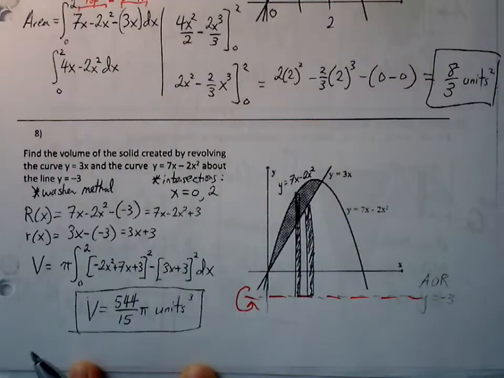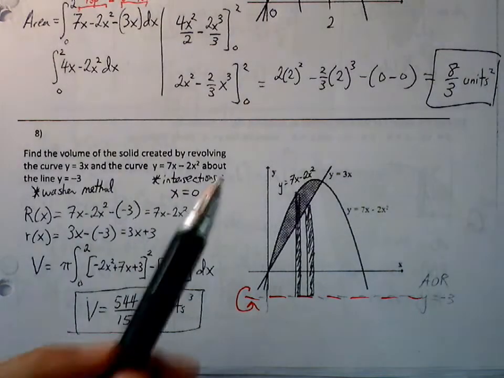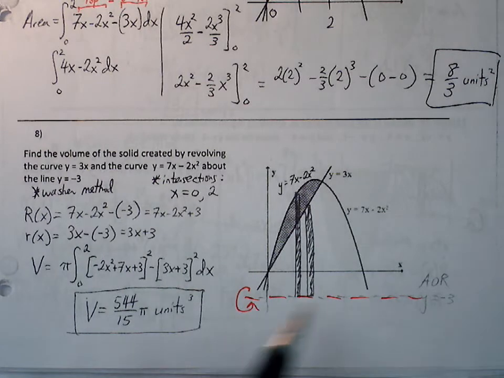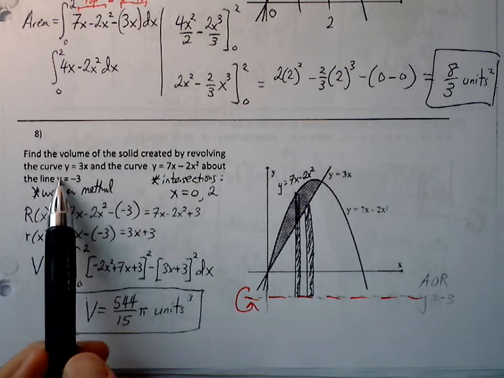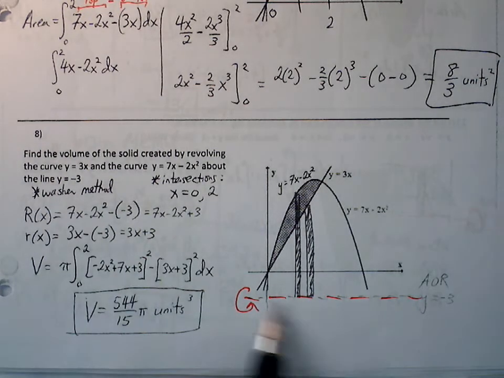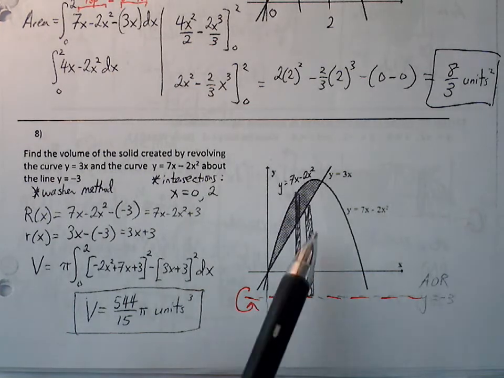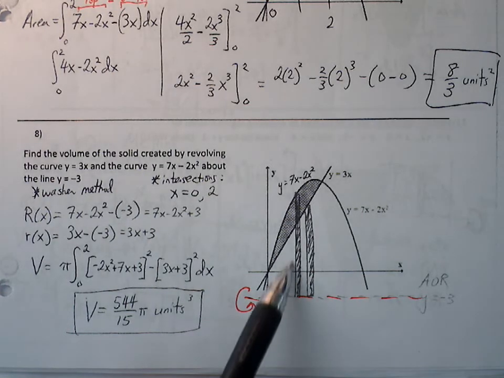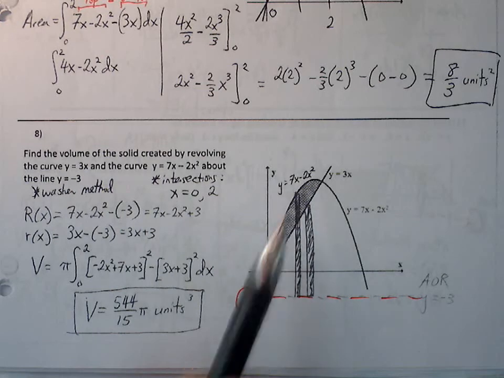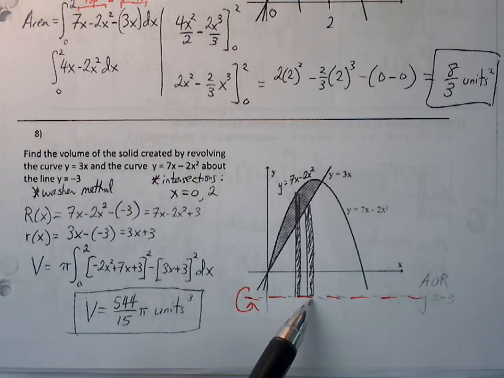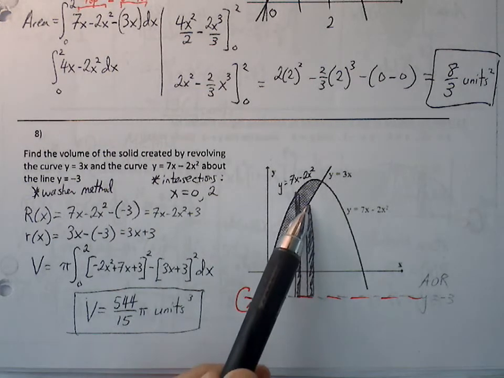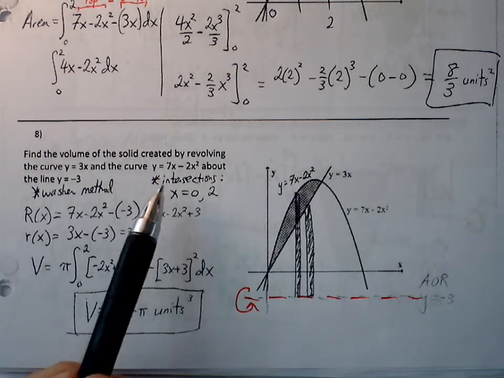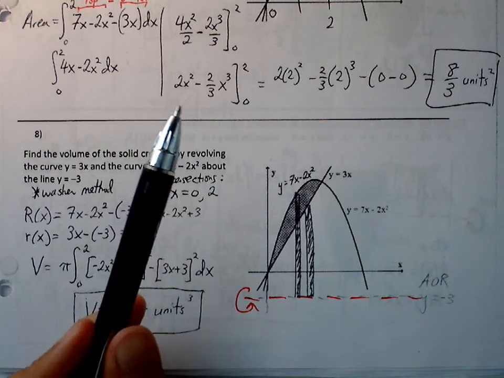Okay, number 8. We're taking the same shaded region, but now we're rotating this about a certain axis, around the line y equals -3. Obviously, there's a gap, so we have to draw two radii, one that extends from the dotted line all the way to the furthest boundary, and one that extends from the dotted line all the way to the closer of the two boundaries. Intersection will stay the same as what we found from number 7.